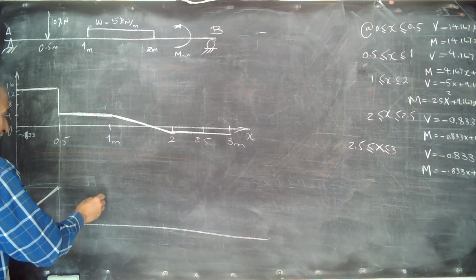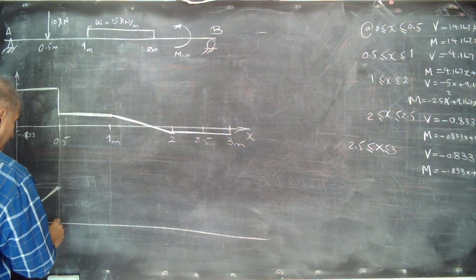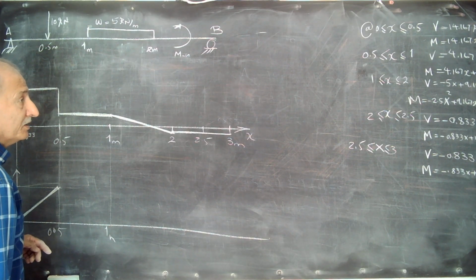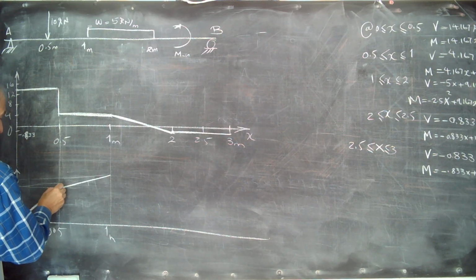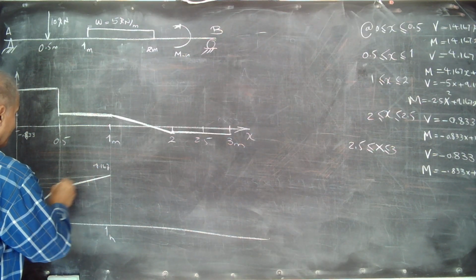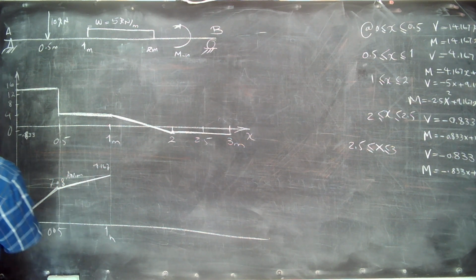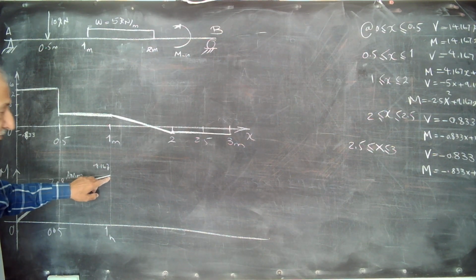And then M is 4.167x plus 5. We have one point. We must find another point here at 0.5, and that gives 9.167. Here you get this curve, 9.167. This is 7.08 kilonewton meter. This is M. Don't forget the unit, kilonewton meter. Then draw it.